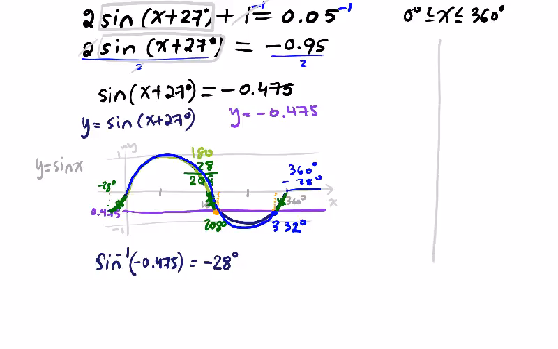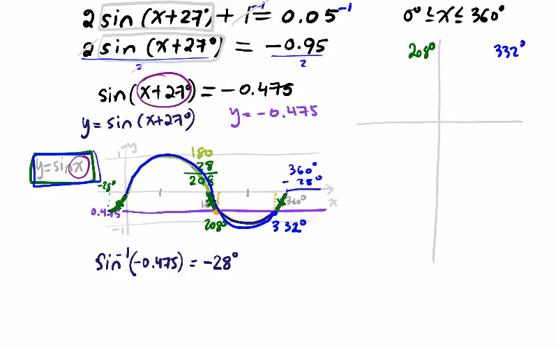So I can start organizing it here. The first answer we've got is 208 degrees. This is the answer to our base function. And the second answer we've got for the base function is 332 degrees. Now let's look at the specific equation we are working with. The specific equation was not sine of x, it was sine of (x plus 27).